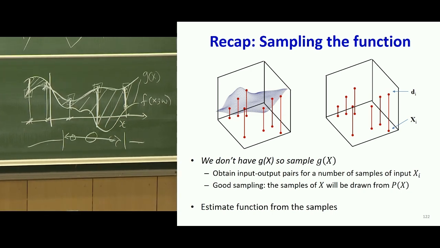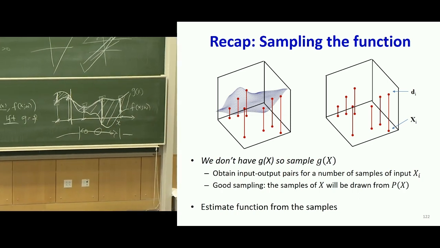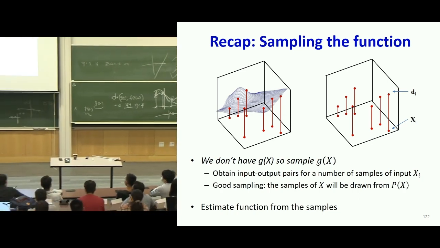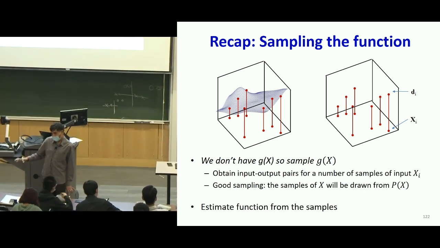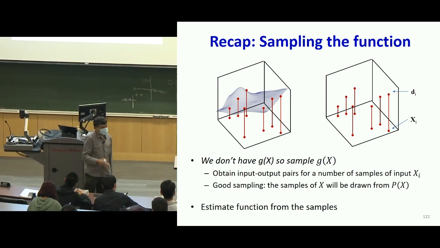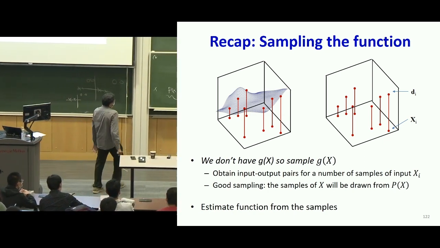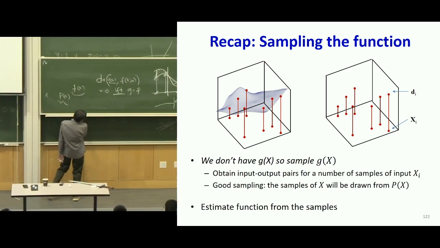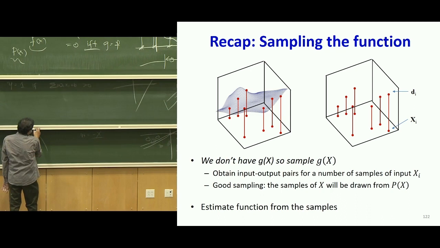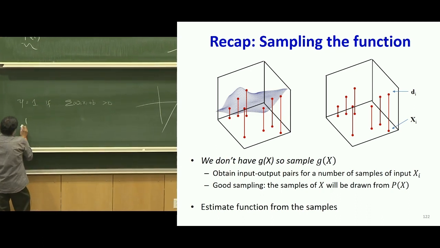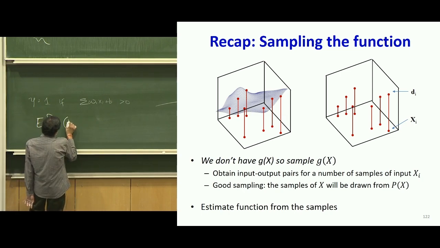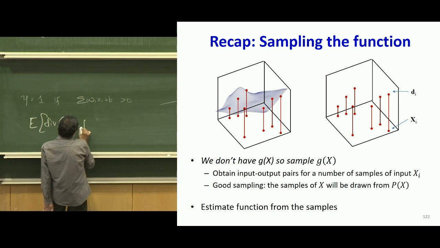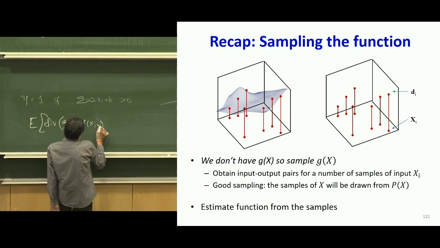Right, I'm going to be, instead of computing the shaded area, computing the average of these lengths. And my claim is that the average of these lengths is, in some statistical sense, a good proxy for the entire area. How is that a good proxy? This is what I want: the expected value of the divergence between g of x and f of x. This is what I want.